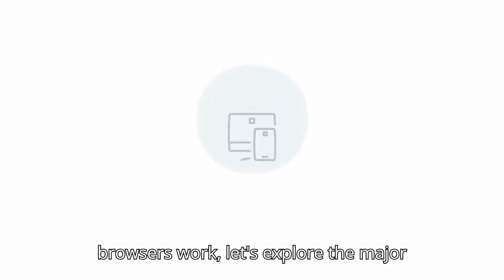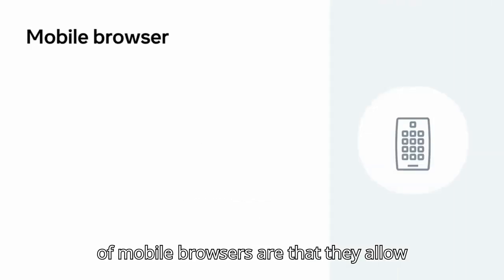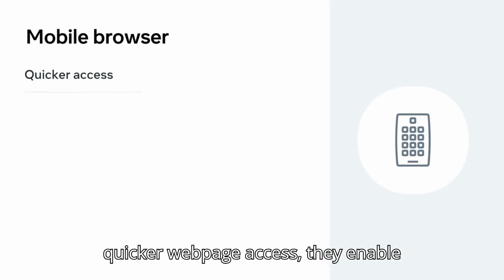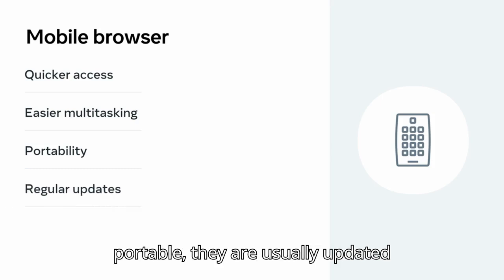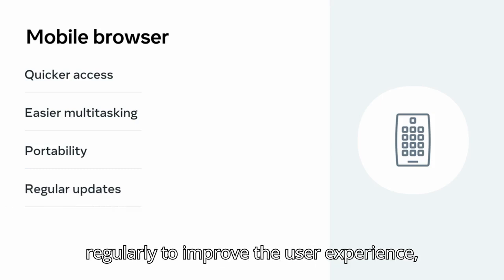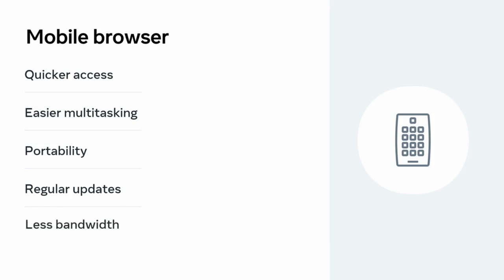Now that you've covered how browsers work, let's explore the major differences between mobile and desktop browsers. Some of the key advantages of mobile browsers are that they allow quicker web page access, they enable seamless multitasking, they are also very portable, they are usually updated regularly to improve the user experience, and they consume less data bandwidth.